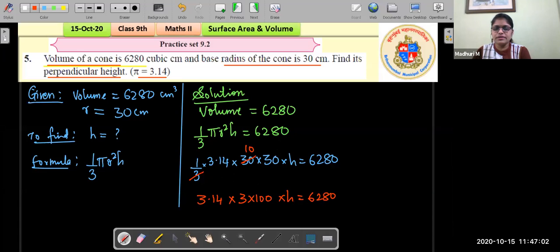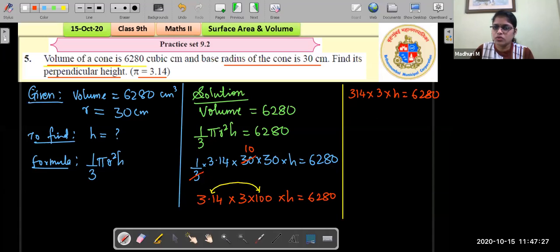Now again, why did we do this? Because there are two decimal places over here. If you multiply 3.14 with 10, the decimal point would disappear, isn't it, students? So that would give us 314. Yes, that would give us 314 times 3 times h, which is equal to 6280, right?